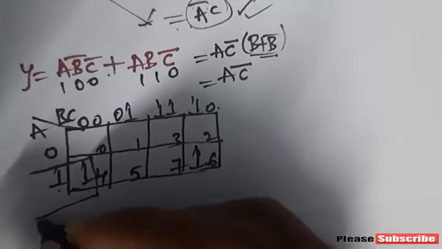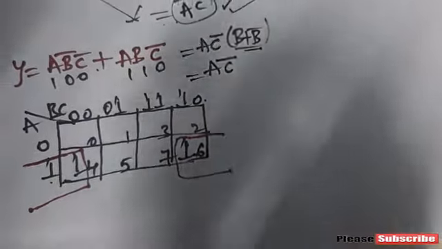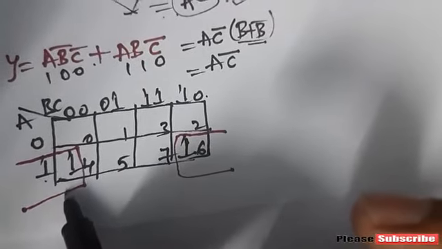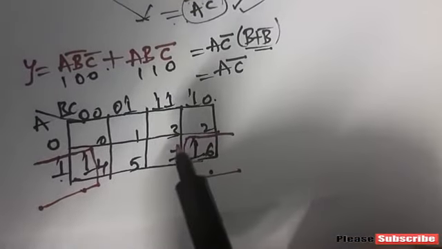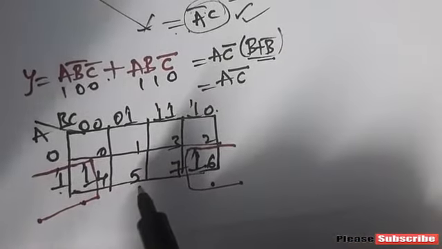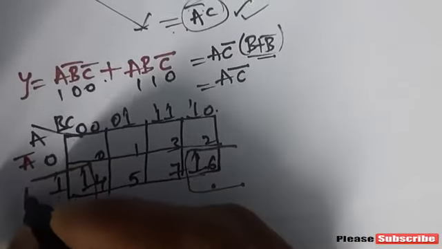This will be the adjacent cell, this will be the adjacent cell. We just make this adjacent cell and this adjacent cell into one pair. You will get the same answer, right? This will be the A bar, this will be the A.